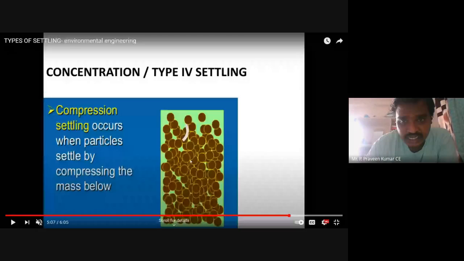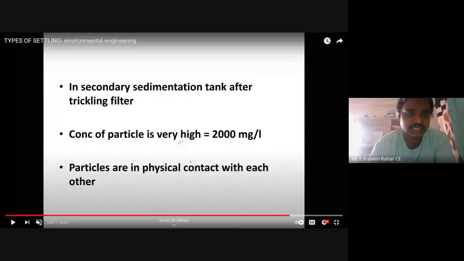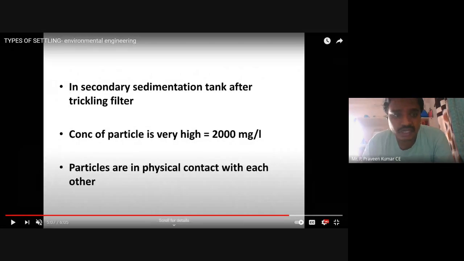See here, in the secondary sedimentation tank after the trickling filter, this can be observed. The concentration of particles is very high, around 2000 mg per liter. When we go to type 3, type 2, type 1, the concentration is very low compared to compression settling. Particles are in physical contact with each other. So all the particles are in contact with each other, and then it completely forms a structure. That structure settles at the bottom of the settling tank.